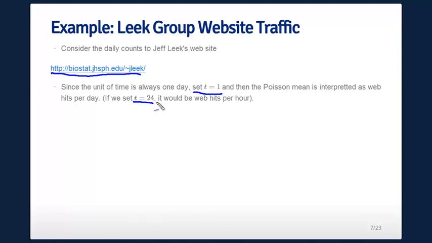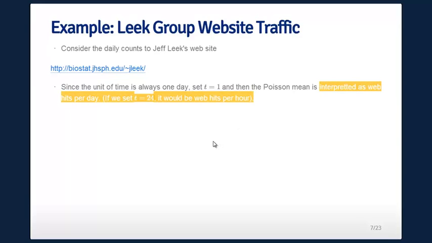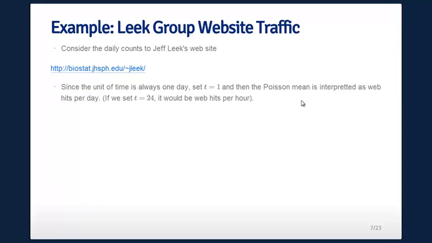Just to give you how this works, if we'd set t equal to 24 and the measurements were per day, then the lambda that we would get out of the model would be interpreted as web hits per hour. I hope everyone sees that. That's easy.